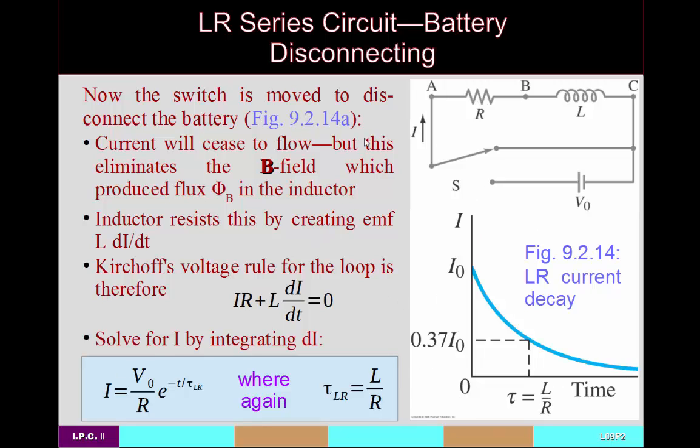And note that although I did this assuming a DC current, it's actually applicable regardless of what your source was, AC current as well. It's just that instead of using I naught, you use whatever the current was at the time at which you disconnected this.